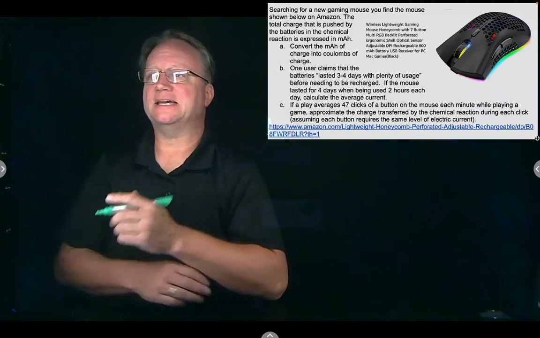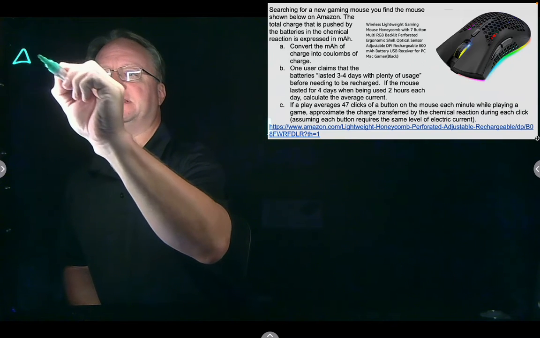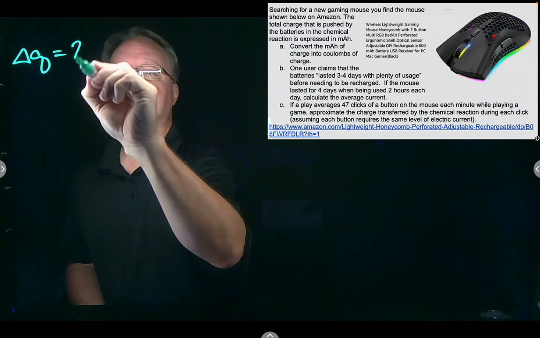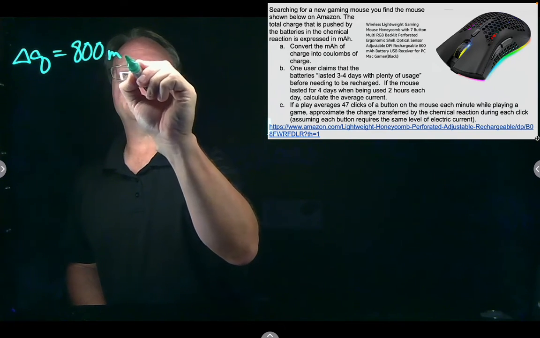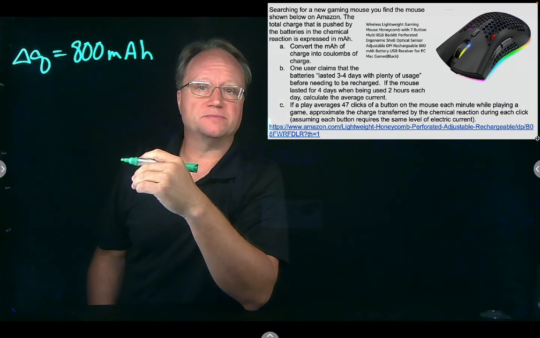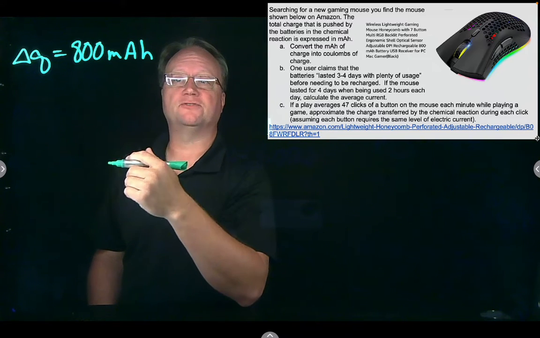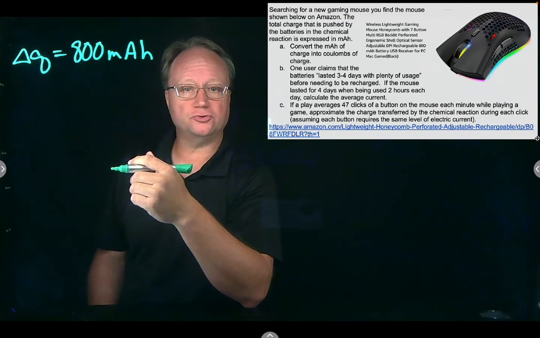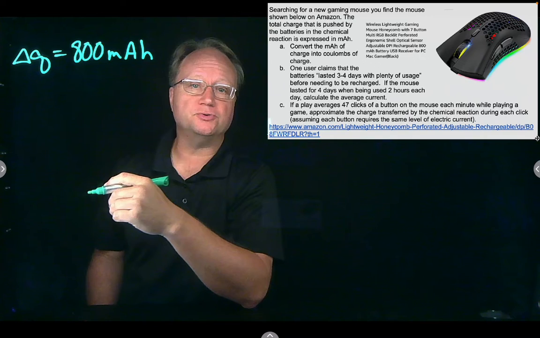800 milliamp hours. That is the amount of charge. Typically, we express charge in coulombs. So that means we can convert milliamp hours into coulombs, and that's what we want to do in part A.